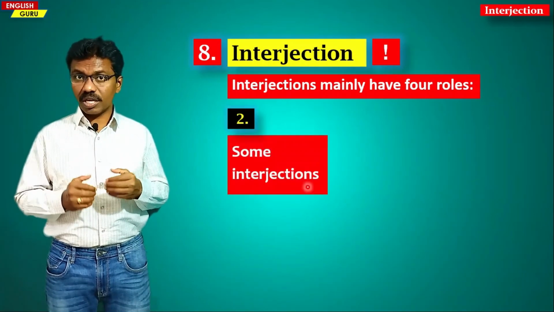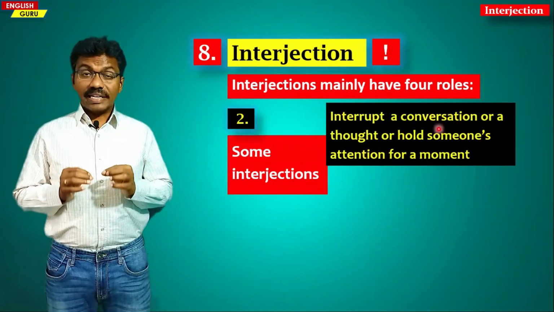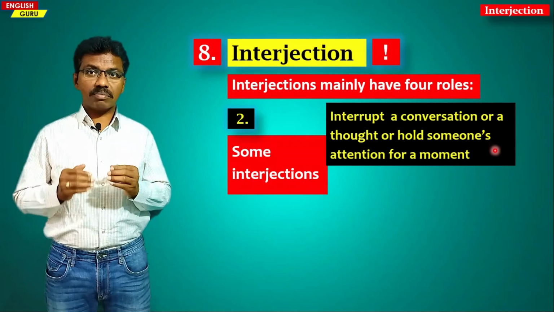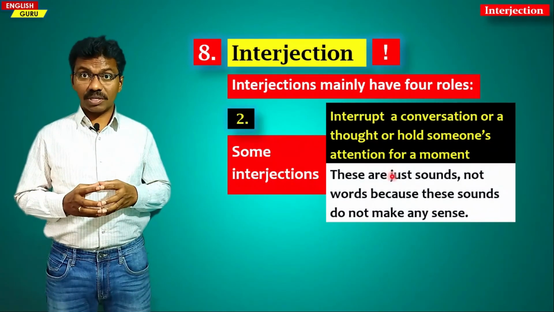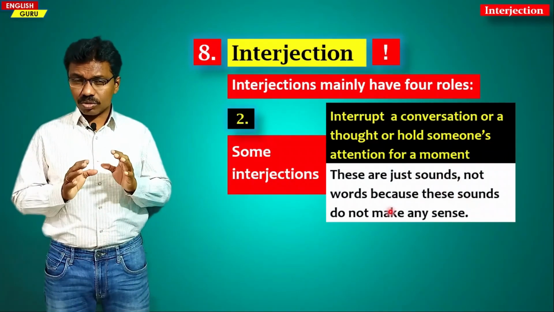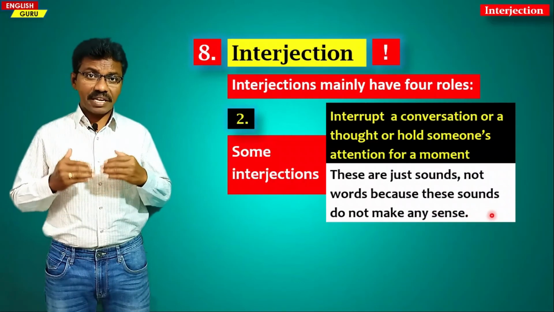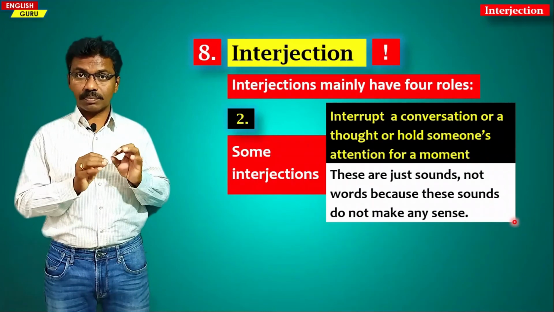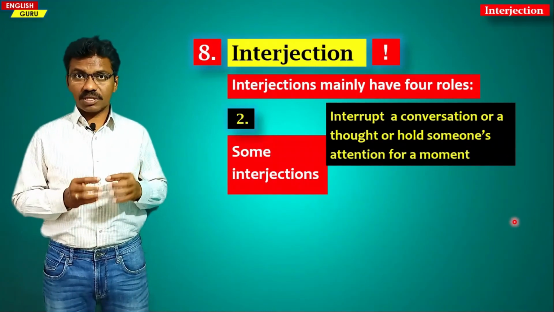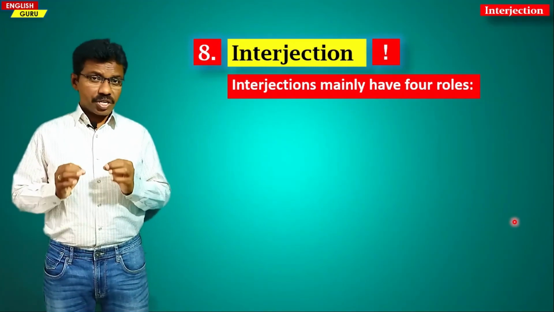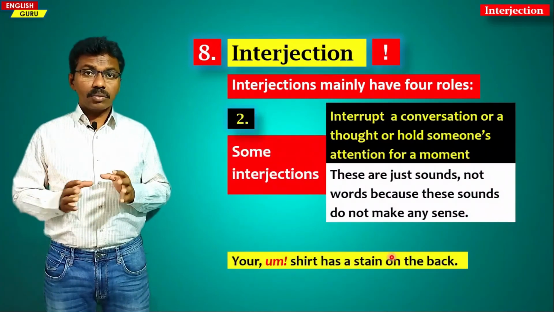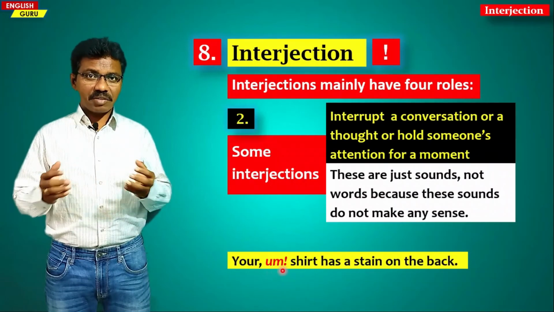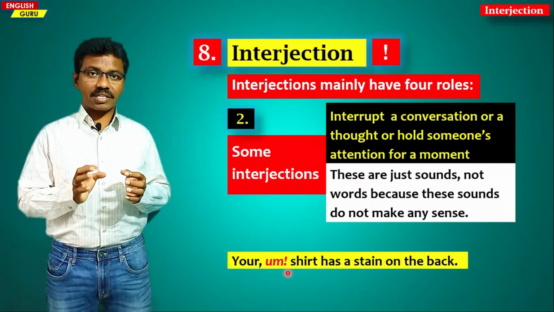The second one is that some interjections interrupt a conversation or a thought, or hold someone's attention for a moment. So they are just sounds, not words. They do not have any meaning but have an emotional sense attached to them. For example, in the sentence, "Ew, your shirt has a stain on the back," the word "ew" is an interjection. It doesn't have any meaning, but an emotional connection is attached here.